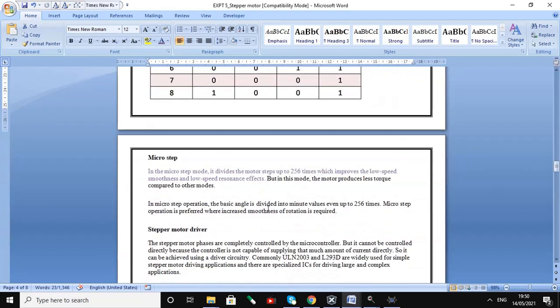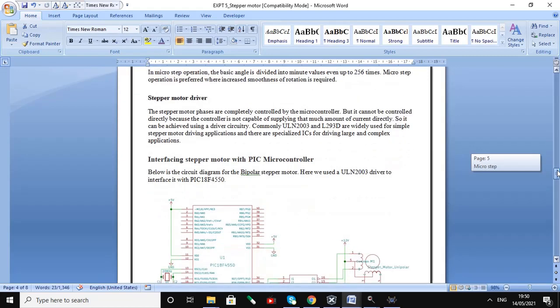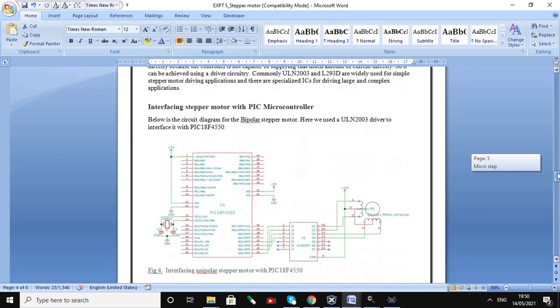Now microstep. In the microstep mode, it divides the motor steps up to 256 times, which improves low speed smoothing and reduces the low speed resonance effect. So in this mode, the motor produces less torque compared to other modes. Now stepper motor drivers are used to drive the motor.